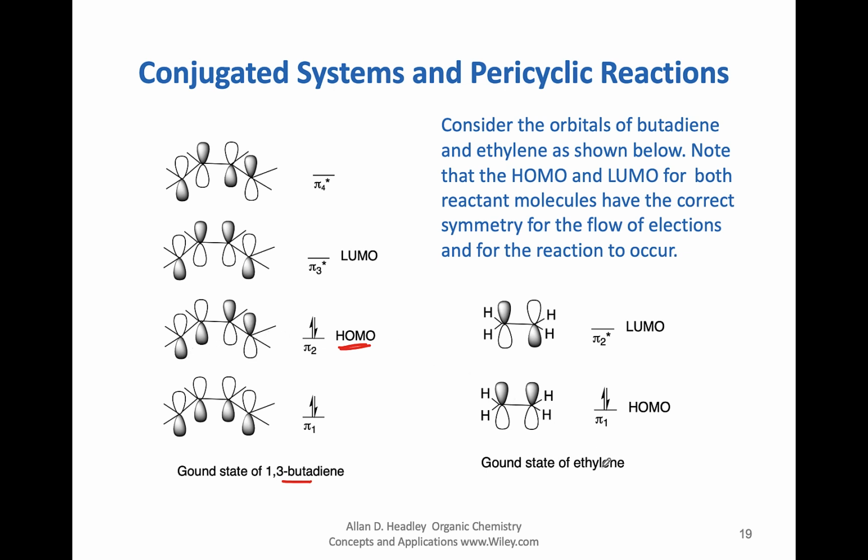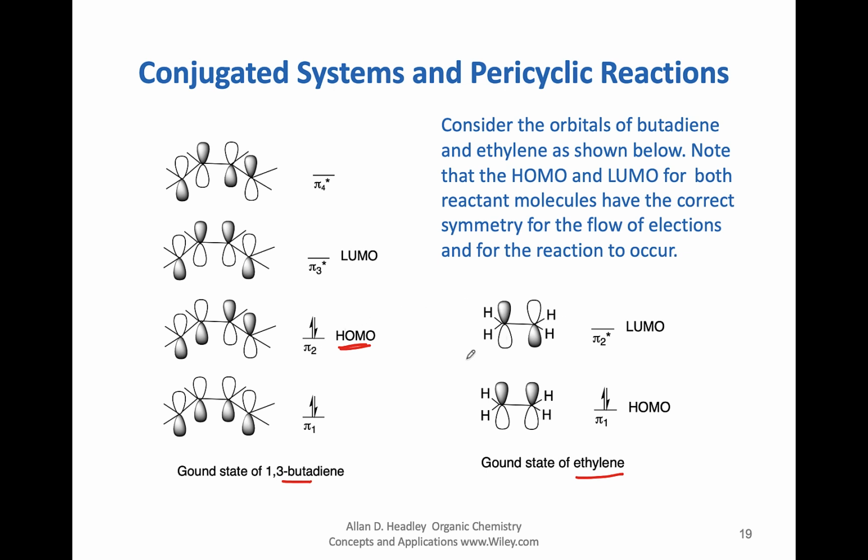Let's look at the other reactant, ethylene. Only 2 molecular orbitals, because there's just 1 double bond. So here we have the HOMO and the LUMO. The HOMO, of course, has this. So, for reaction to occur, the electrons must transfer from the HOMO of one reactant to the LUMO of the other one, or the HOMO of one to the LUMO of the other one.